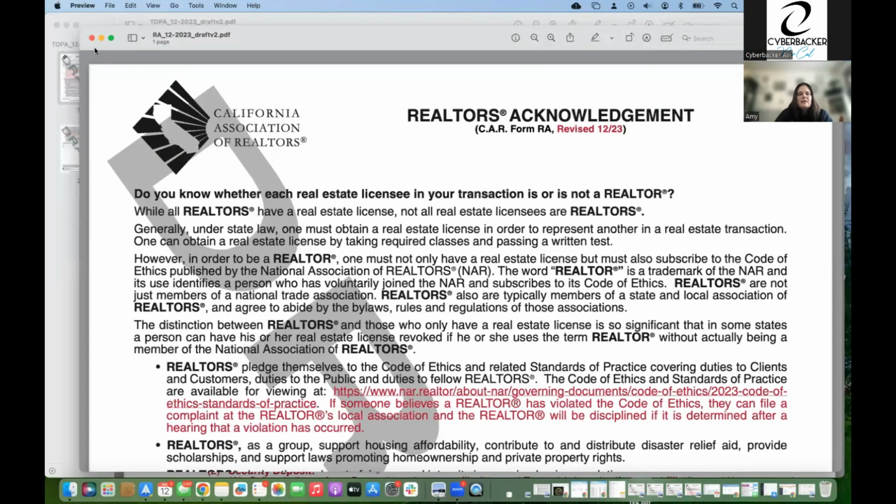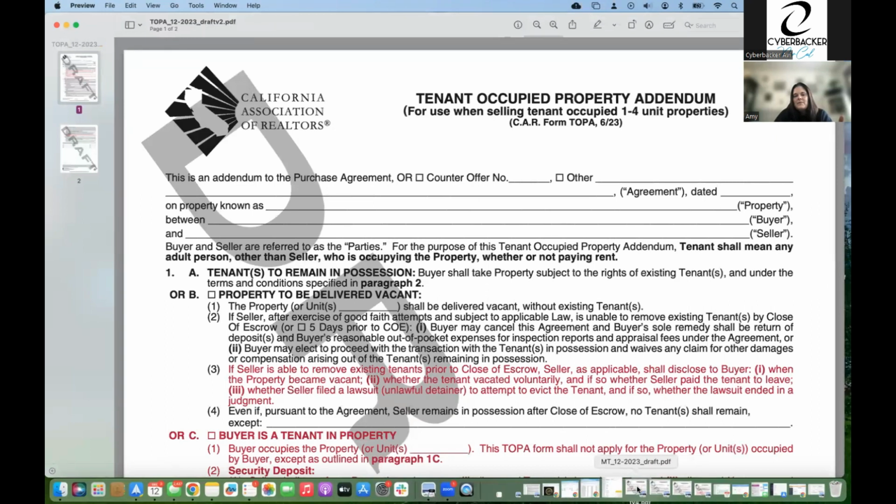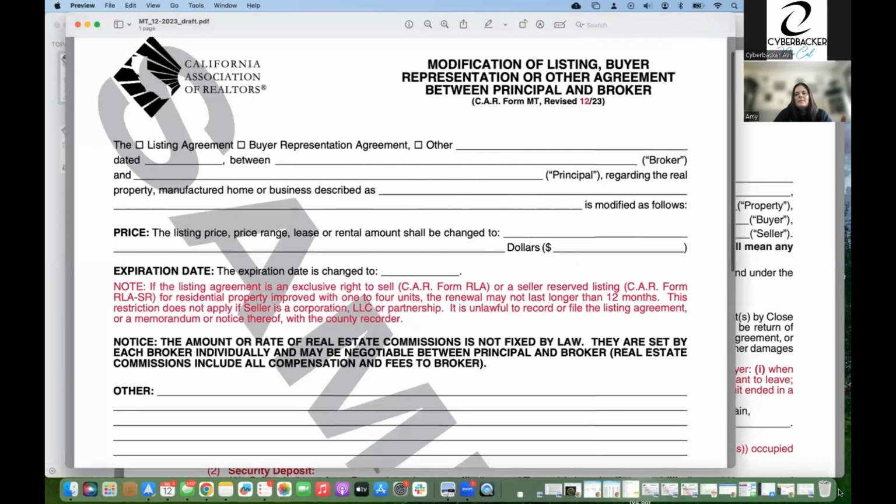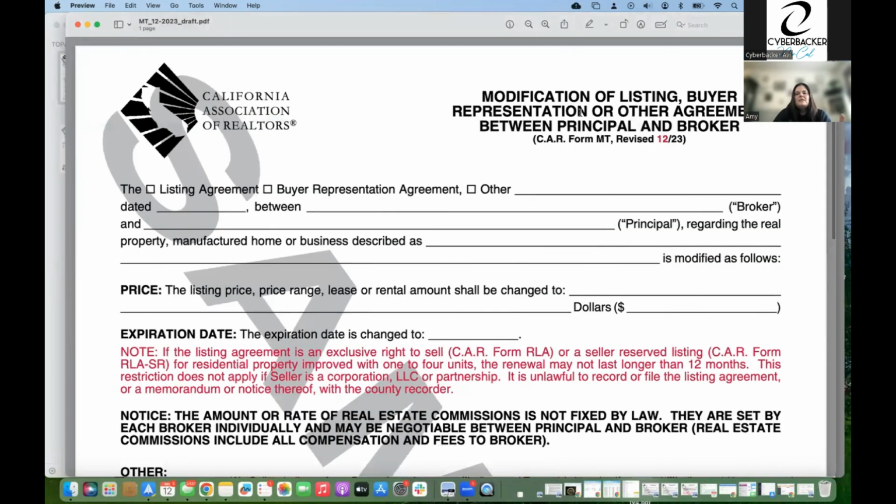Okay. Let's get rid of that form. We're just moving right along. I think we only have like 3 forms left, maybe 4. This is the modification of terms. This is the modification of listing, buyer representation, or other agreement between principal and broker, right? So this is the MT. It used to be just modification of terms. Now it's modification of listing, buyer representation, or other agreement between principal and broker. So anytime we're changing an agreement between us, the brokerage, our agent, and our clients, we use this form. Okay. Changes between buyers and sellers, we use the AEA form, or the amendment of the existing agreement.